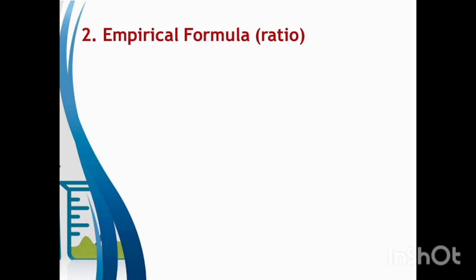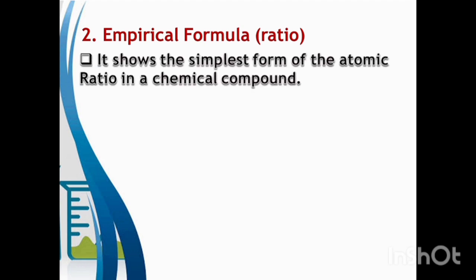Then the last is the empirical formula. What do you think is the difference between the molecular and the empirical formula? In the empirical formula, we talk about the ratio. It shows the simplest form of the atomic ratio in a compound. So what does it mean?